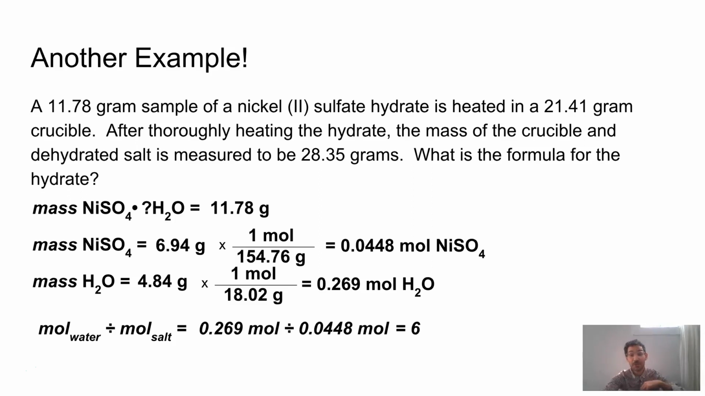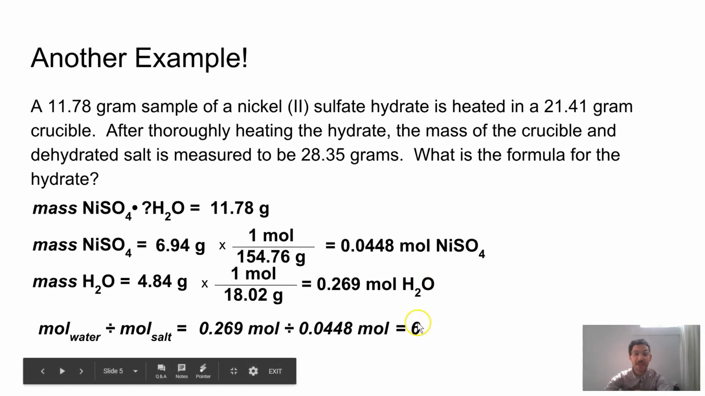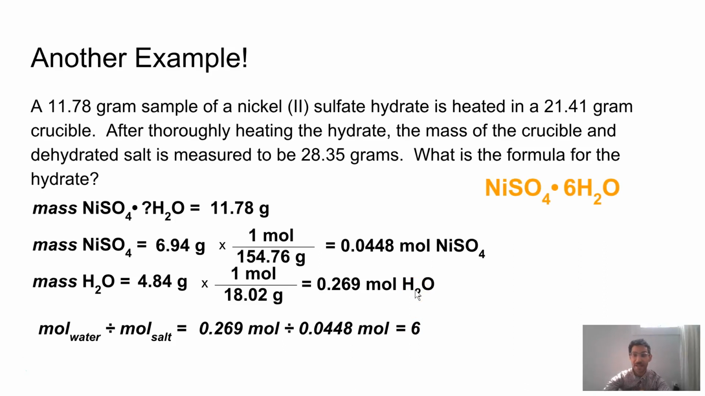This is the ratio between the water and salt. This tells me there are 6 water molecules for every one of the salt. And this will be named nickel(II) sulfate hexahydrate. Very, very nice.